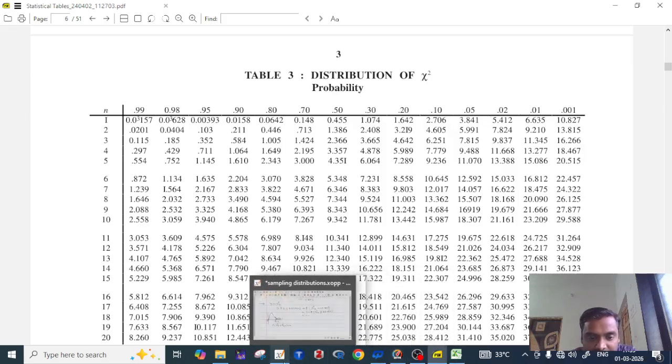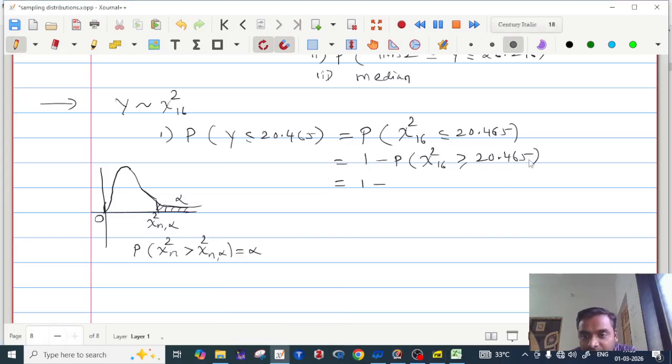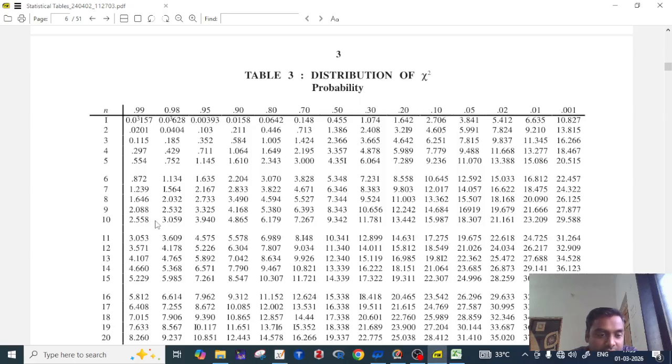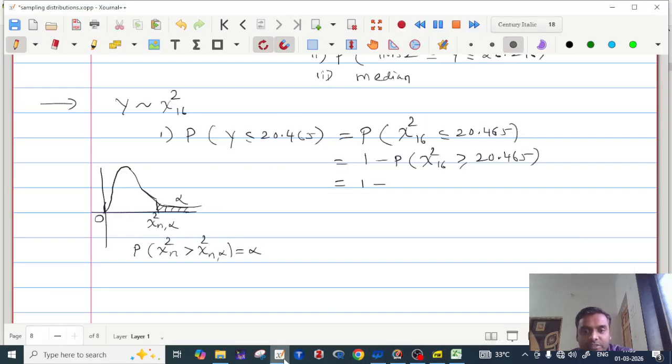Which probability do we want here? Chi-square 16 greater than 20.465. So let's see this in the 16 degrees of freedom, and observe the point 20.465. With respect to 16 and this 20.465, see the value at top. This probability at top is the answer. The probability of chi-square 16 greater than this 20.465 is 0.2. This way we have to see it. I hope it is clear. Answer is 0.